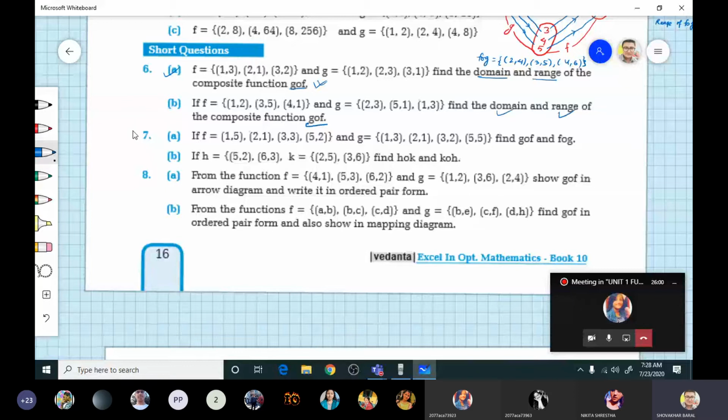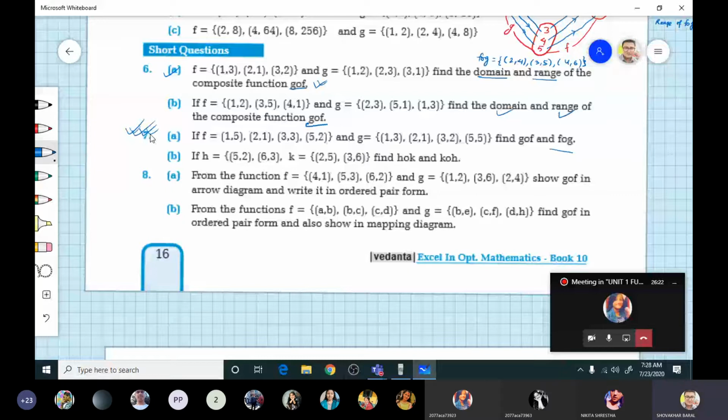Okay, let's discuss question number 7a. What is written here? F is given in terms of ordered pairs, G is given, find G composite F and F composite G. As we discussed earlier, question number 7a and 7b, I want you to do yourself. I have given sufficient hint for question number 7a and 7b.